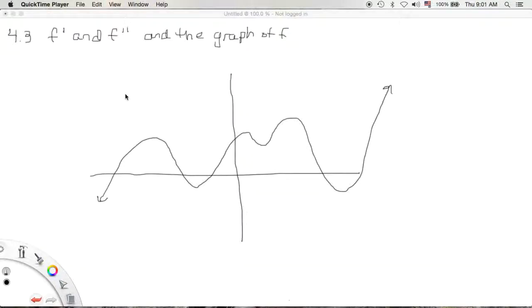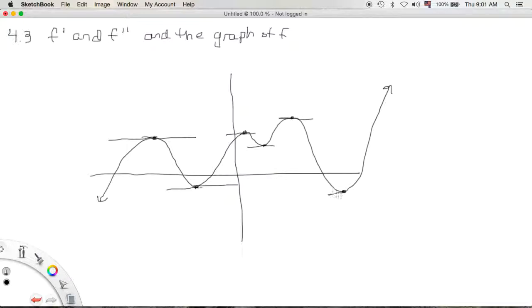For this lecture, we're going to look at how the derivative and the second derivative can give us information about the graph of the original function. We've already talked about that if we have these local extrema, maximums and minimums, that tells us that we have a derivative equal to 0, the maximums and the minimums. So for the first derivative, we've already looked at this a lot. We know that the first derivative equals 0 at the local extrema, or it's undefined. That gives us those critical points.